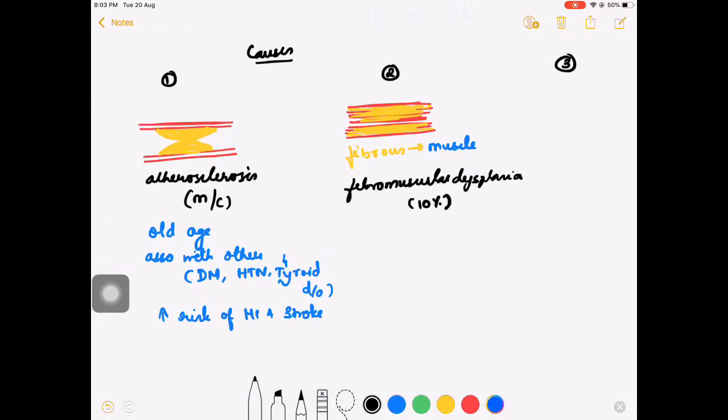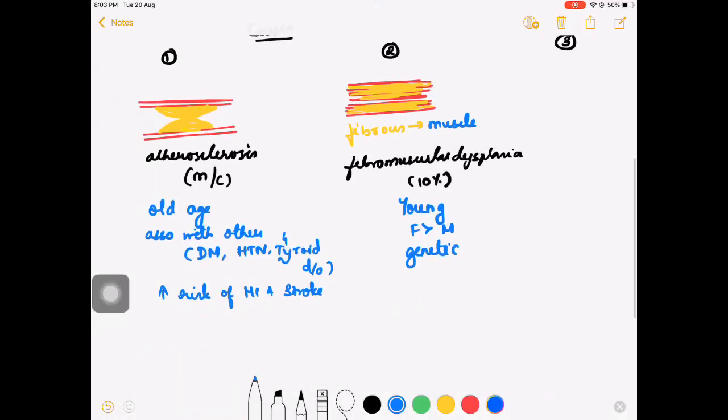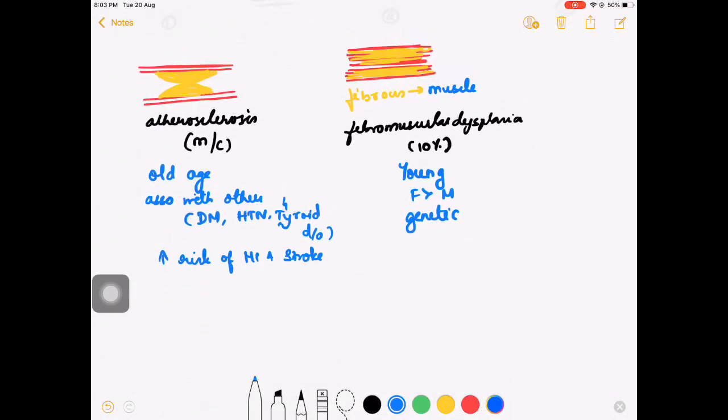This occurs in about 10% of the patients with renal artery stenosis, mainly occurs in young people, and is more predominant in females, and it is known to be genetically predisposing. It mainly occurs in the iliac, renal, and the carotid arteries.